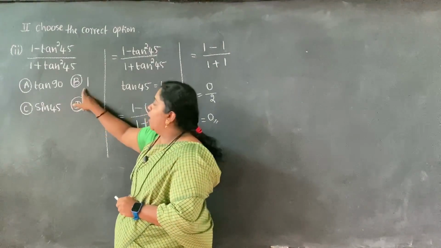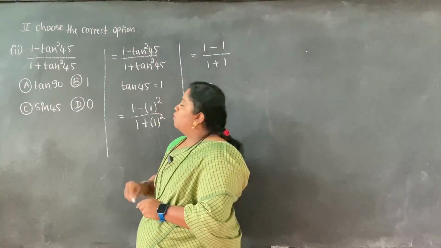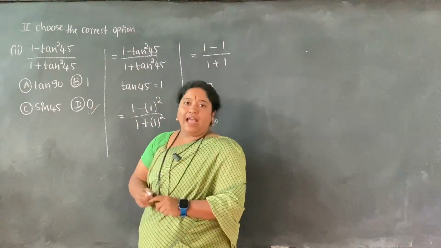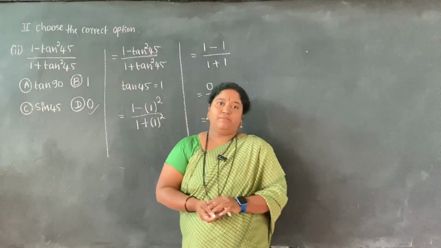Tan 90 is not defined, 1, sin 45, 0. Which is the answer? 0 is the answer. So D is the correct option.